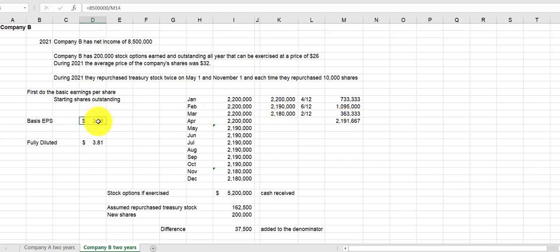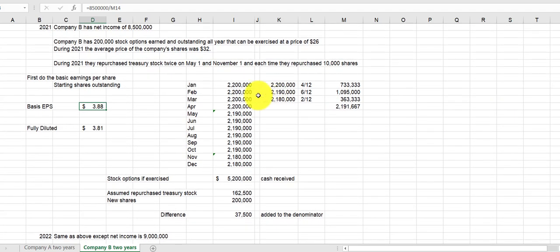We take our net income given above, we divide by the shares outstanding, and that gets us $3.88 basic earnings per share. Okay, I misspelled basic.